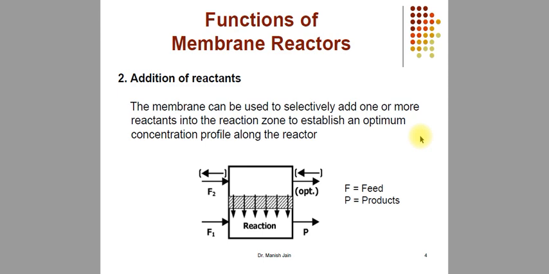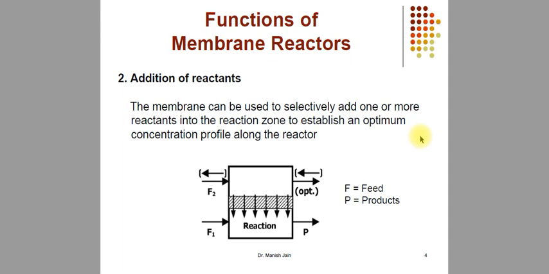Now the second application of the membrane reactor is the addition of the reactant in a controlled way. Suppose you have several parallel reactions, and the selection of the reaction will depend upon the limiting feed or limiting reactant.